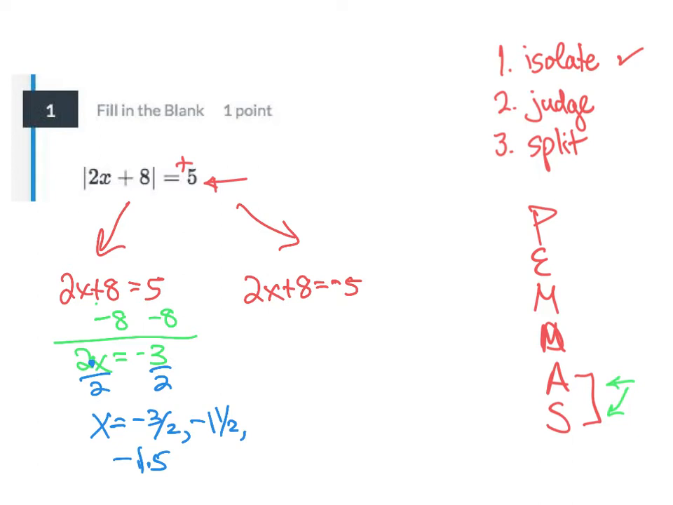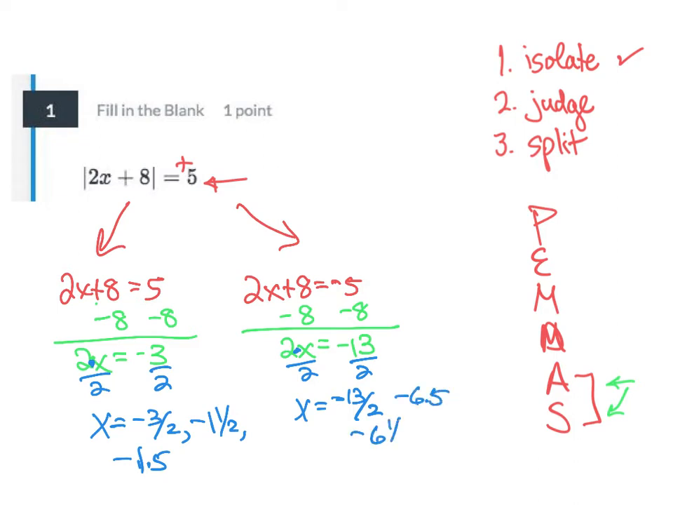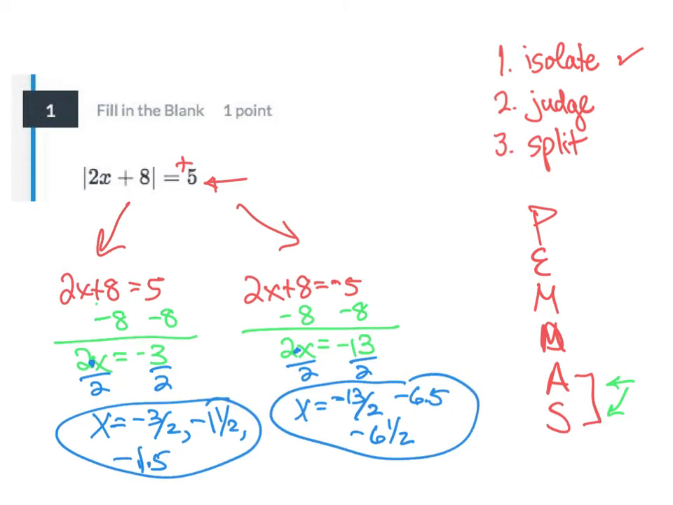So again, we have a plus 8, so we are going to subtract off 8. Then we have 2x equals negative 13. And then 2 and x are multiplying, so we are going to divide. So x equals negative 13 over 2. Negative 13 divided by 2 is negative 6.5, or it's negative 6 and 1/2. Again, all of these are the same thing. So we have two answers for number 1.